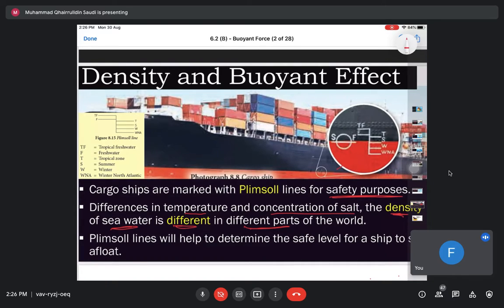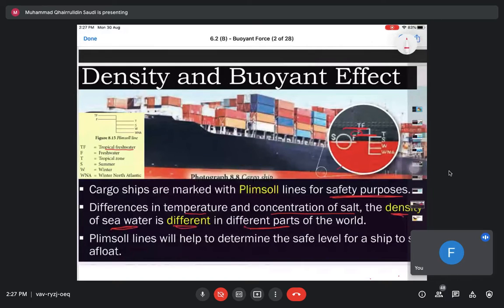Okay, this is the meaning. TF is for tropical freshwater. If at the tropical freshwater the cargo ship sinks below the line TF, it means it is not safe for the cargo ship to go on. Meaning at fresh water F, the cargo ship must float at this line or above. It cannot go below because it will be dangerous.